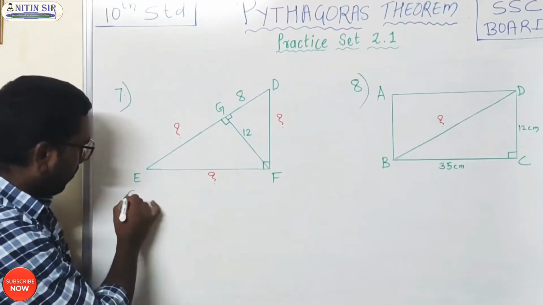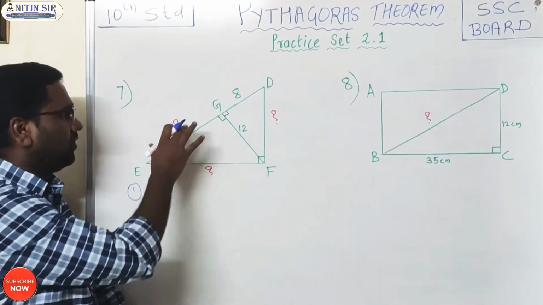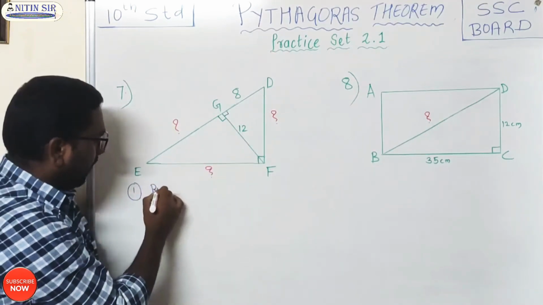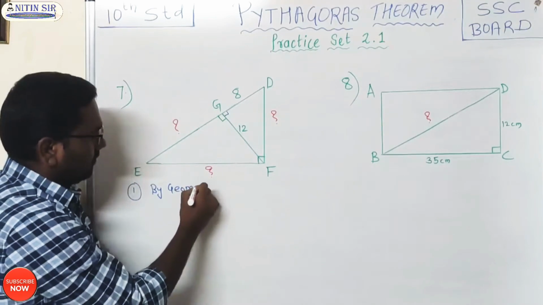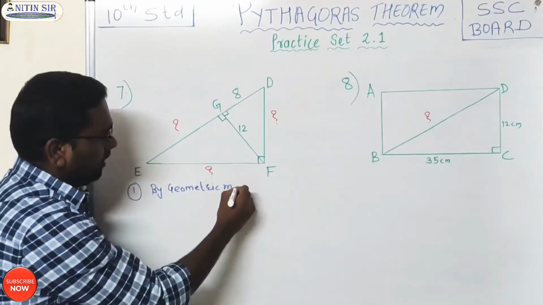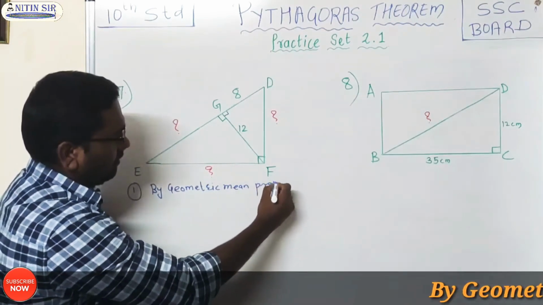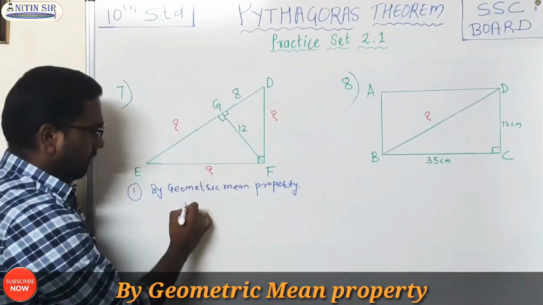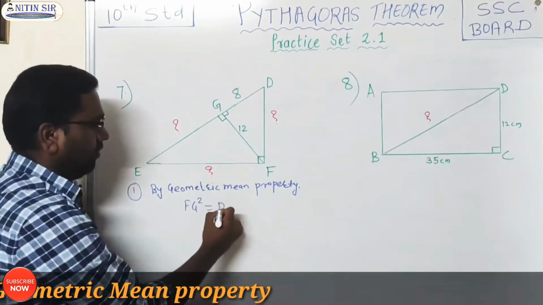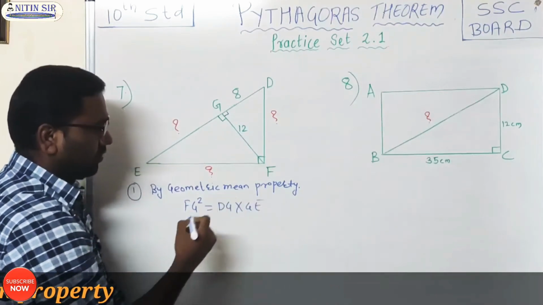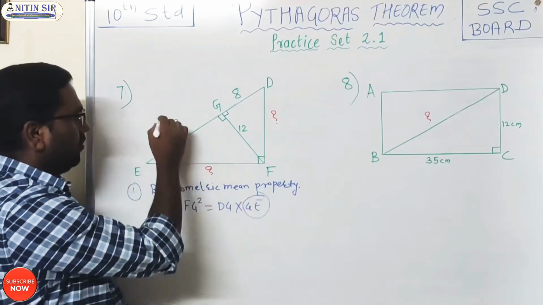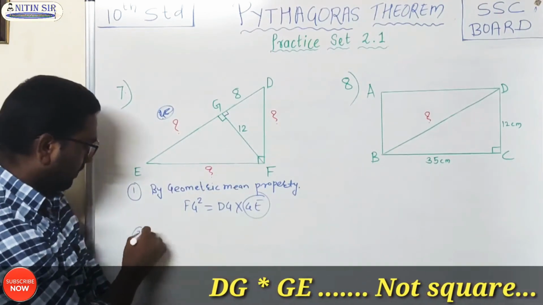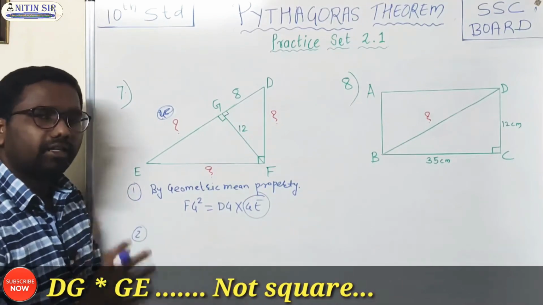So first, for finding the value of FG, segment FG is perpendicular to DE, so here we will apply the geometric mean property. FG square is equal to DG into GE. Here you will get the value of FG, and you will put in whatever value comes. In the second case, you have to apply Pythagoras theorem.